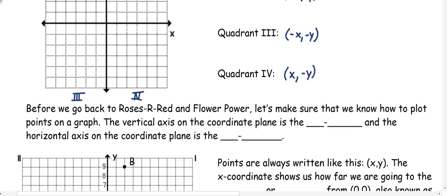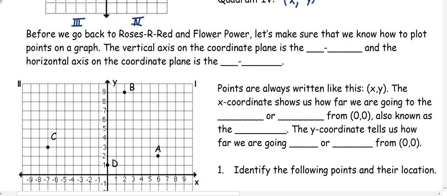So before we go back and look at roses are red and flower power, we need to make sure we know how to plot points on a graph. So remember that the vertical axis is your y-axis, and the horizontal is your x-axis. Points are always written in the form x comma y.